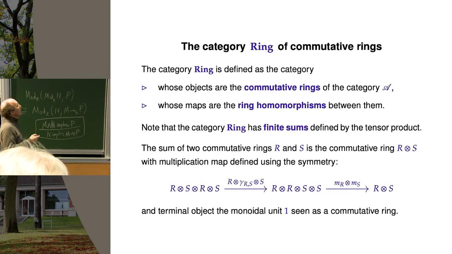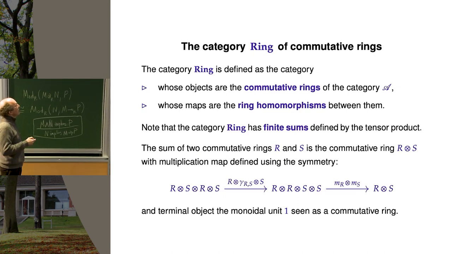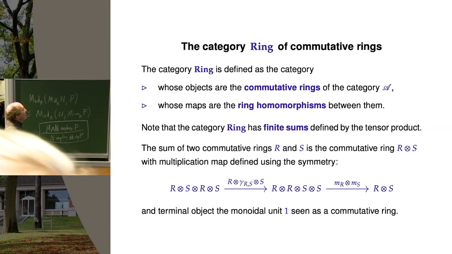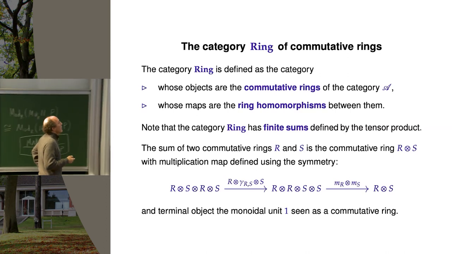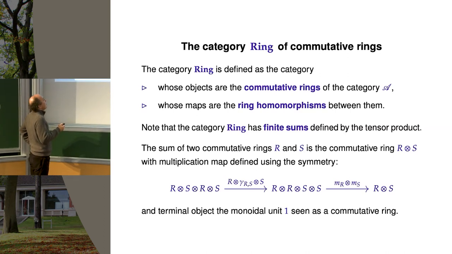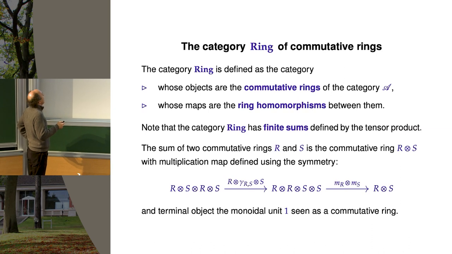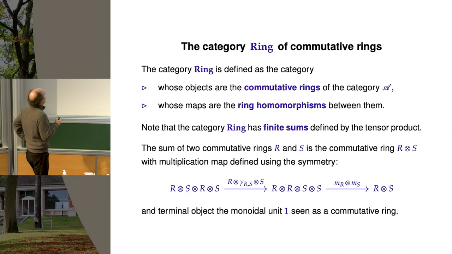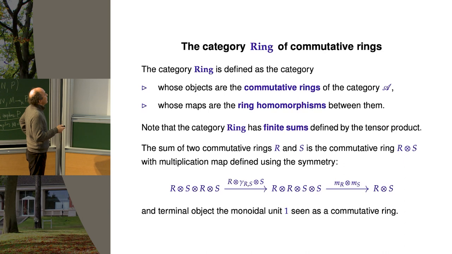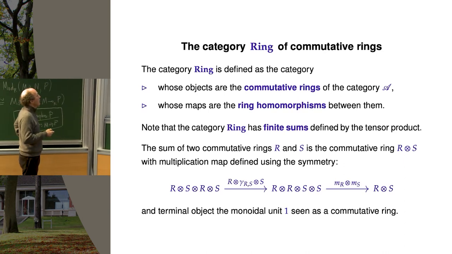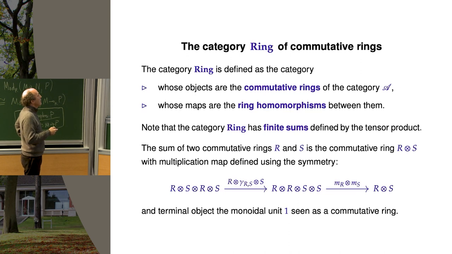We get a category Ring of commutative rings. It's worth observing that for very general reasons, the category Ring has finite sums, which are defined by the tensor product. So in particular, the sum of two commutative rings, when I say the sum, I mean the categorical sum, is just given by the tensor product, which is also a commutative ring, using the symmetry of the category of abelian groups.